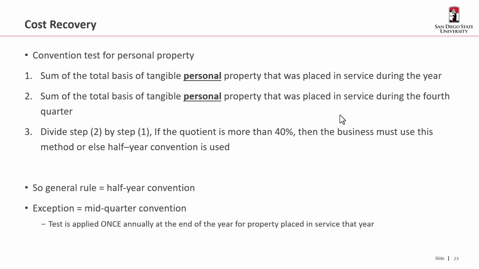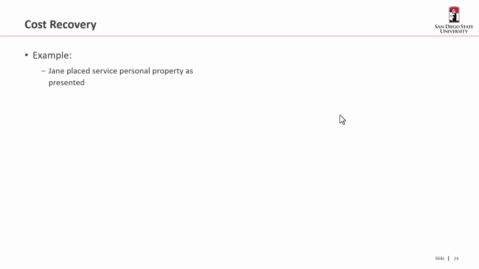You apply this test once in the year in which you place the personal property in service, and then you stay with that method for every year thereafter. So what that means is it's an annual test, and you could place assets in service in 2021, and based on the timing, you could have mid-quarter convention. But all your assets in 2022, based on the timing, could all be half-year convention. So each asset really may have its own tracking system that it needs to follow.